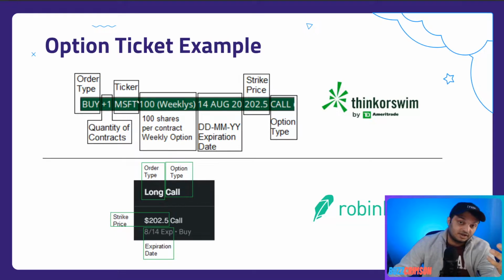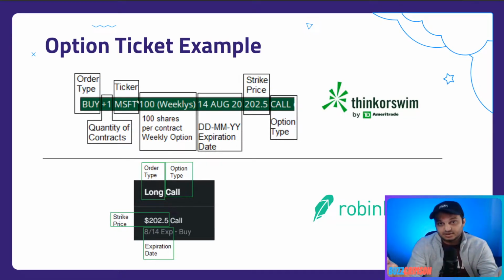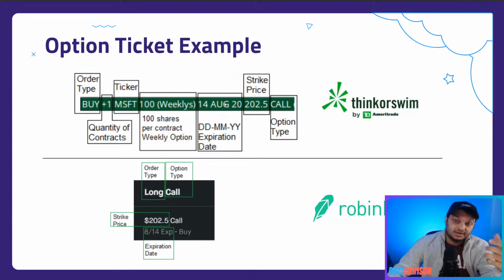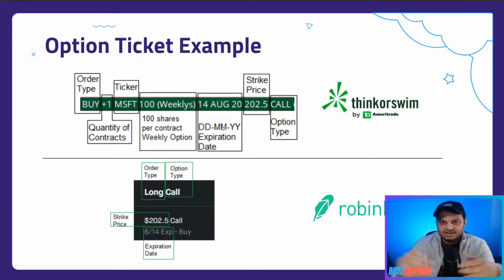So the ticker is Microsoft. Options themselves don't have a ticker, but the underlying stock decides what the ticker will be. So if you're buying a Microsoft option, then you need to go to Microsoft first and then find the options. So options by themselves don't have tickers. All right. Then you have an expiration date. Contracts expire. Yes, there are contracts that never expire, but for options, you always have an expiration date. In this case, this is the expiration date.